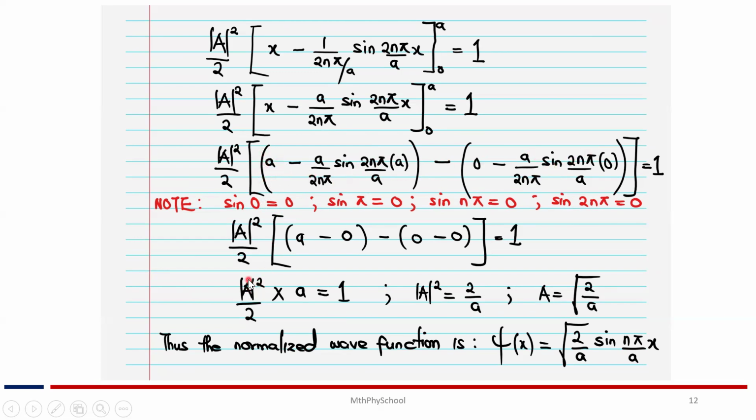So finally, we're going to be having a to the power of 2 over 2 times a, and this should be equal to 1. And with that, we can find an expression for a, and then we can write the normalized wave function as psi of x is equal to the square root of 2 over a sine n pi over a x.